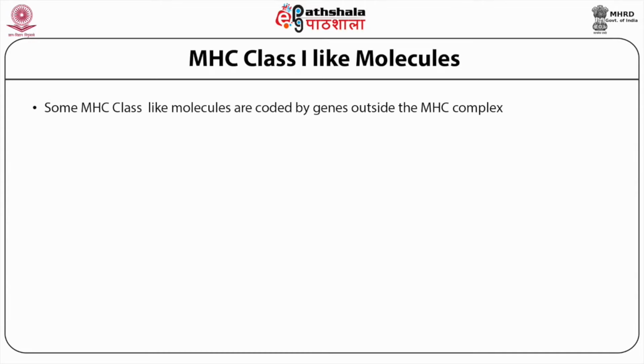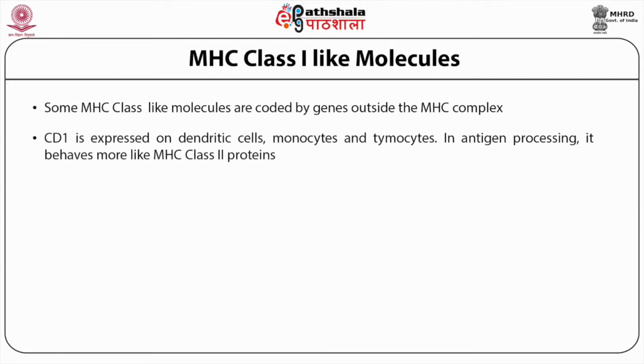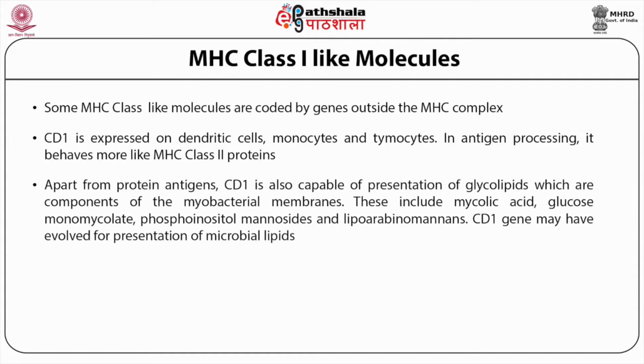Some MHC class-like molecules are coded by genes outside the MHC complex. CD1 is expressed on dendritic cells, monocytes and thymocytes. In antigen processing, it behaves more like MHC class II proteins. Apart from protein antigen, CD1 is also capable of presentation of glycolipids, which are components of the mycobacterial membranes. These include mycolic acid, glucose monomycolate, phosphoinositol mannosides, and lipoarabinomannans. The CD1 gene may have evolved for presentation of microbial lipids.